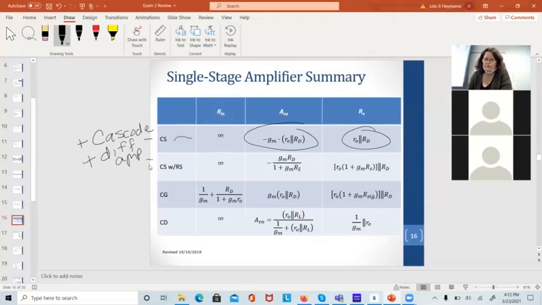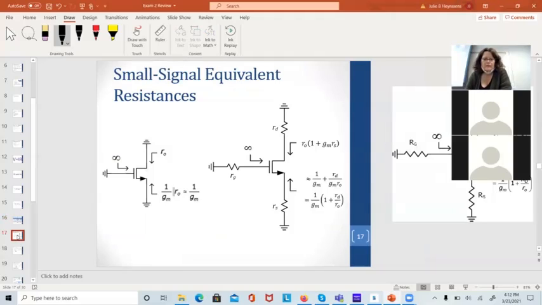You'd have to be able to look at the schematic and figure out, though, RD may or may not be a resistor. It may be the output resistance of a transistor. This diagram is amazingly useful. I would put it on your note sheet if you don't have it memorized.